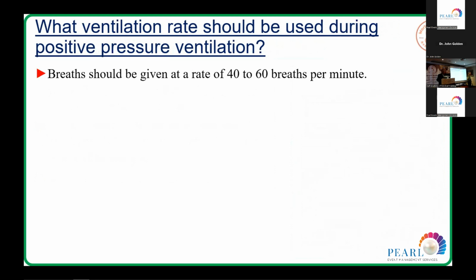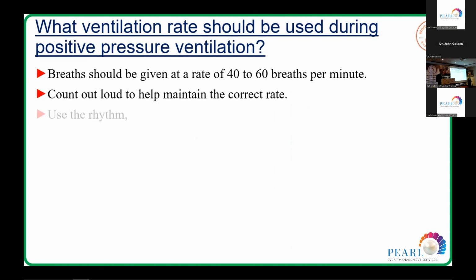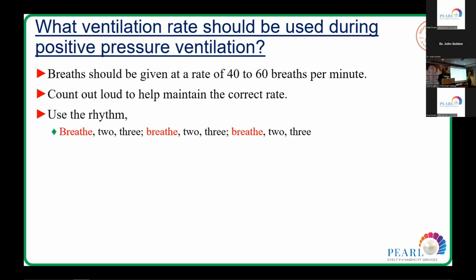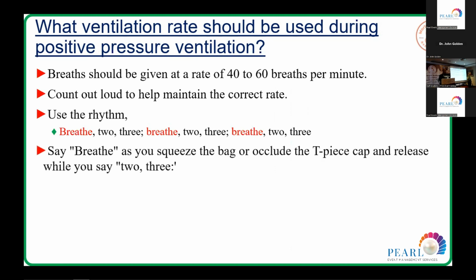What ventilation rate should be used during PPV? A breath should be given at a rate of 40 to 60 breaths per minute. Count aloud to help maintain the correct rate. Use the rhythm "Breathe, two, three, breathe, two, three" to regulate the rhythm. Say "breathe" as you squeeze the bag or occlude the T-piece cap, and release while you say "two, three."